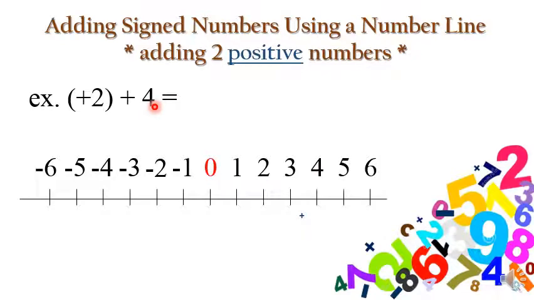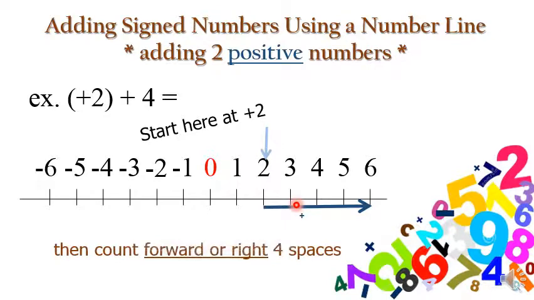Using the number line, stand at positive 2. We start here at positive 2 and we add plus 4. So from 2, go to the right. When I add, I go to the right, plus 4. So I will reach 6. So the answer will be positive 6.